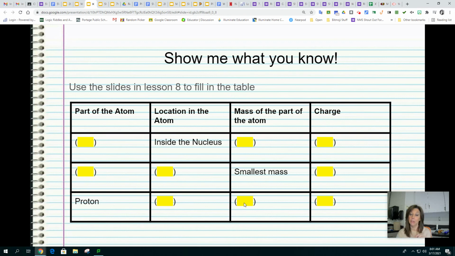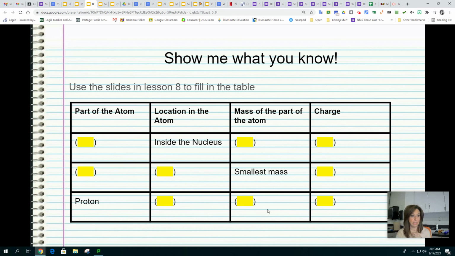So is the proton the largest mass, or is it in between the smallest and the largest? What would be the smallest mass? We know protons down here. So what had the smallest mass? Would that have been the neutron, or would it have been the electron? So once you figure that out, then you can figure out the part of the atom that goes up here, the third part. And this one would be inside the nucleus. So it's kind of like a domino effect. Once you can figure out one of them, you can kind of figure out the rest.